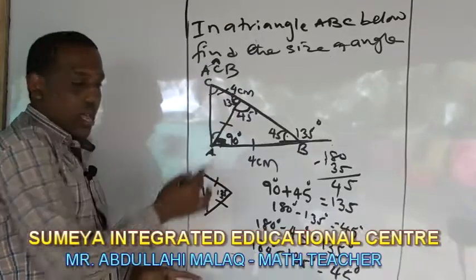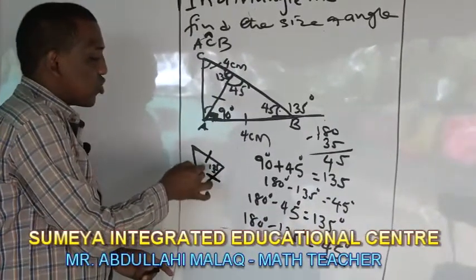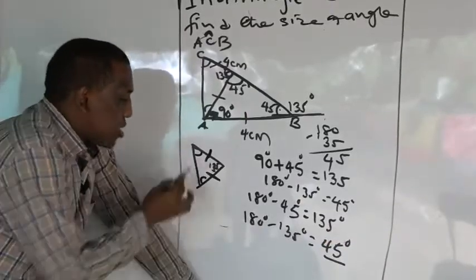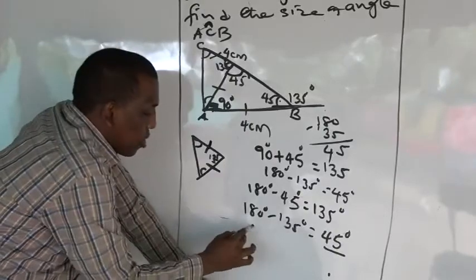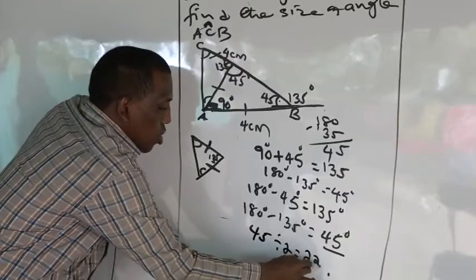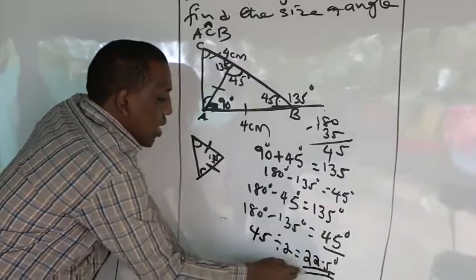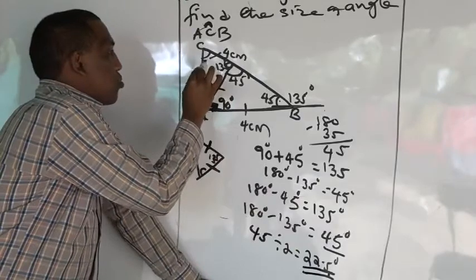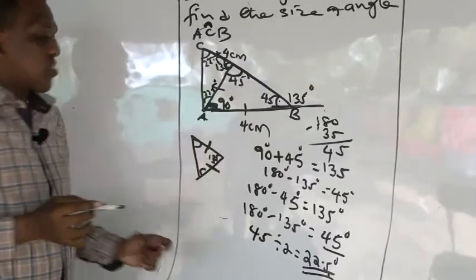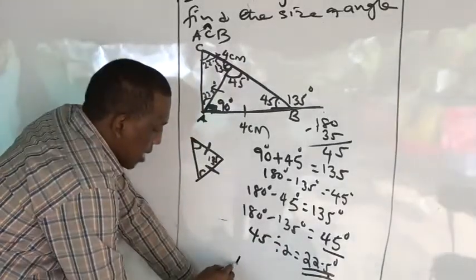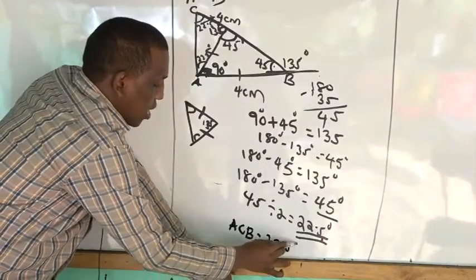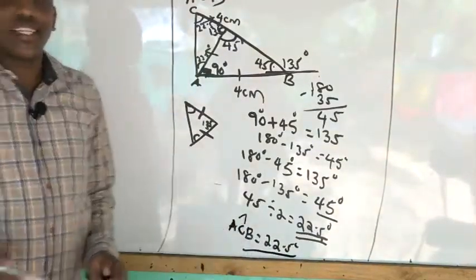But there are two, and this is an isosceles triangle. This sign shows that the two base angles are equal. So what do we do now? They are two. They are equal. So we say 45 divided by 2. Because they are 2, you will get 22.5 degrees. So here is 22.5 degrees. So that's how we find. ACB is equal to 22.5 degrees. Angle C is that. That's how we find.